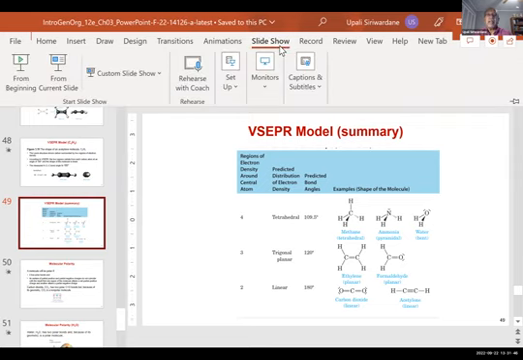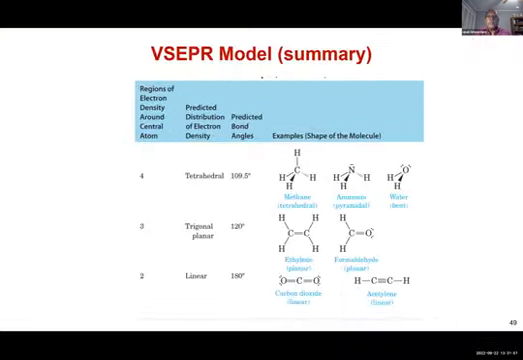Valence shell electron pair repulsion theory. All right. Can you see my slide? VSEPR model.